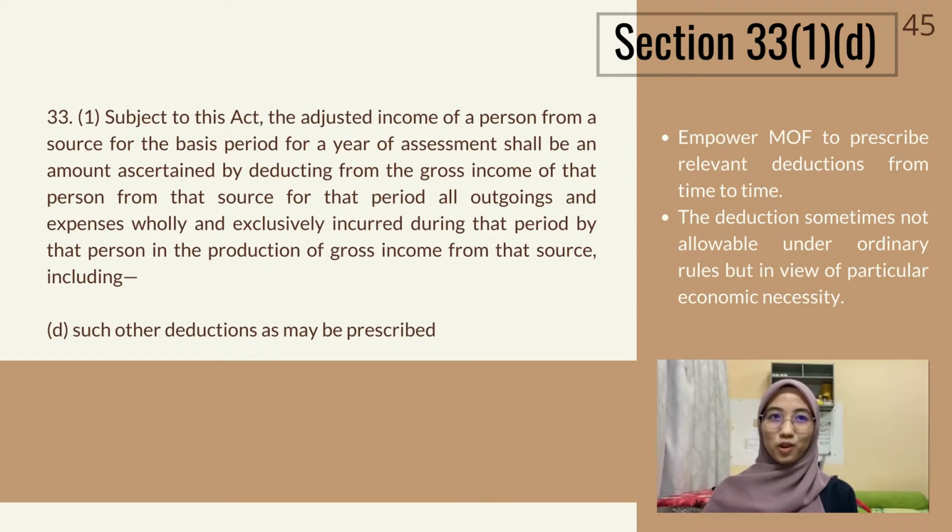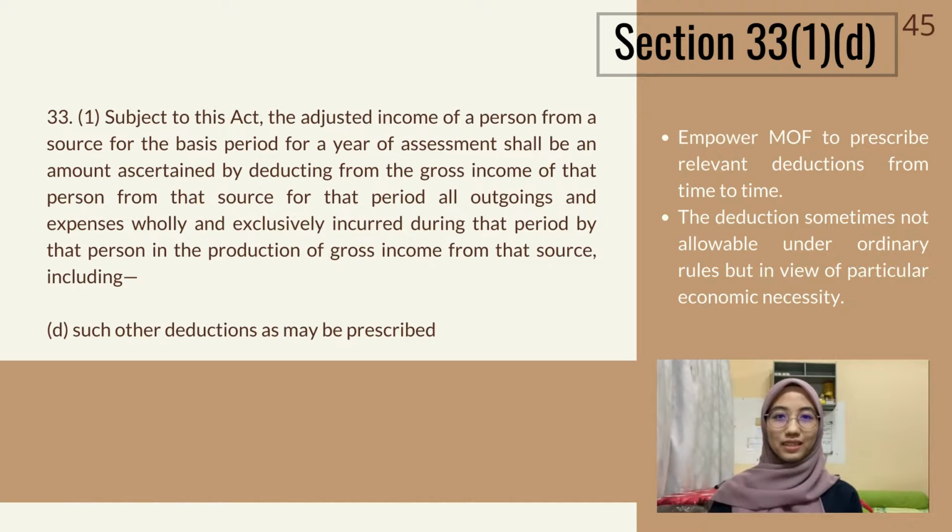As mentioned before, Section 33 of ITA 1967 must be read with Section 39, which explains the deductions that are prohibited from being deducted from the gross income. In Section 33, Clause 1 describes the characteristics of the expense that is allowable to deduct, which should be outgoing, and an expense which is wholly and exclusively incurred in the production of gross income.